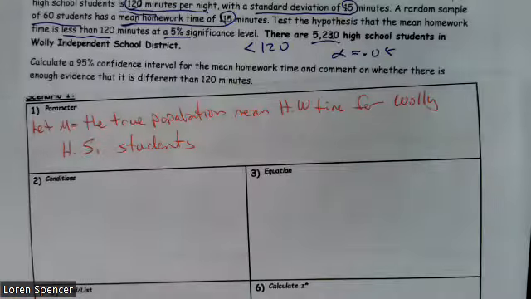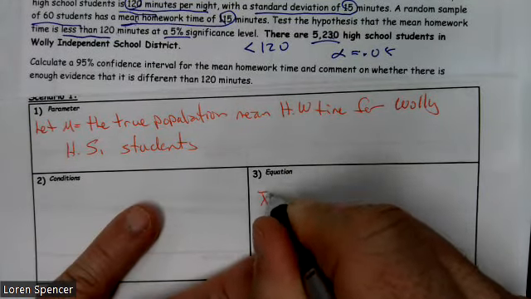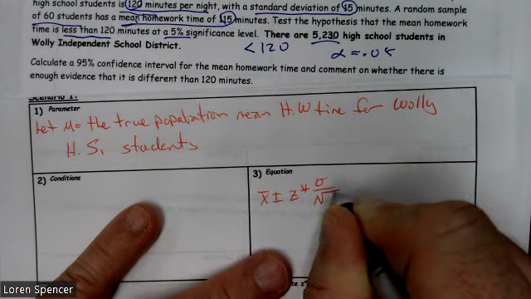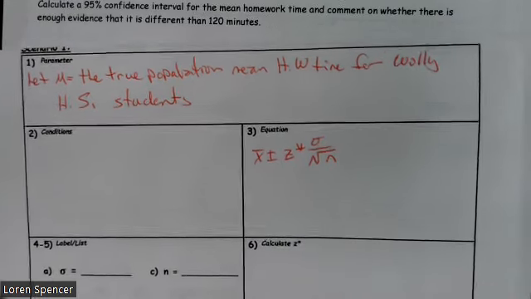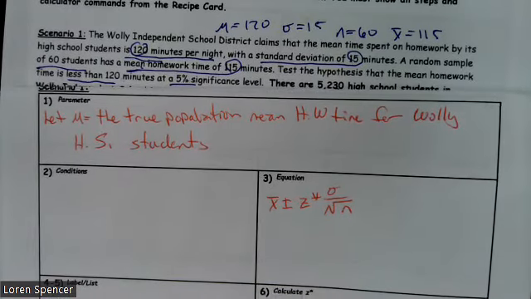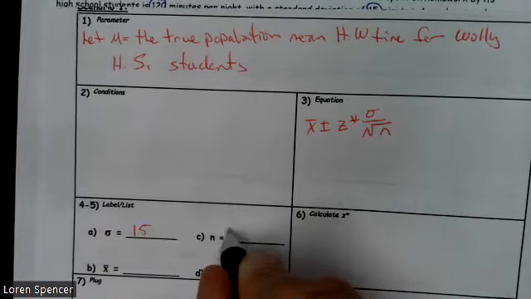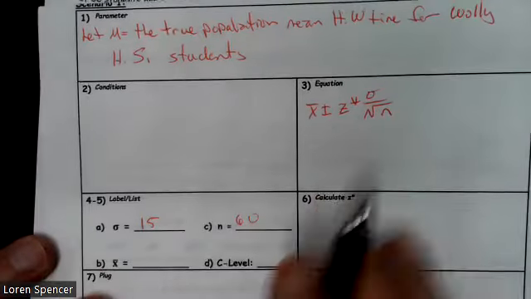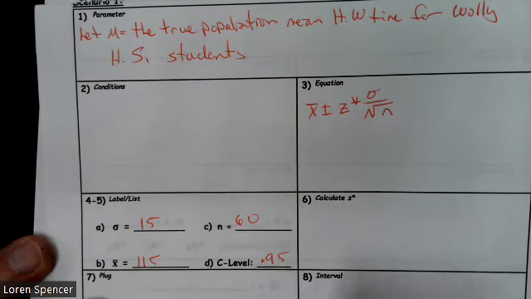All right, our formula we do need to include, which is x bar plus or minus z star times standard deviation divided by square root of n. And we'll go ahead and list everything that we need as well. So what we said we needed earlier was standard deviation, which was 15. Our sample size was 60. Our x bar was 115. And they said they wanted a confidence level of 95%, so 0.95.